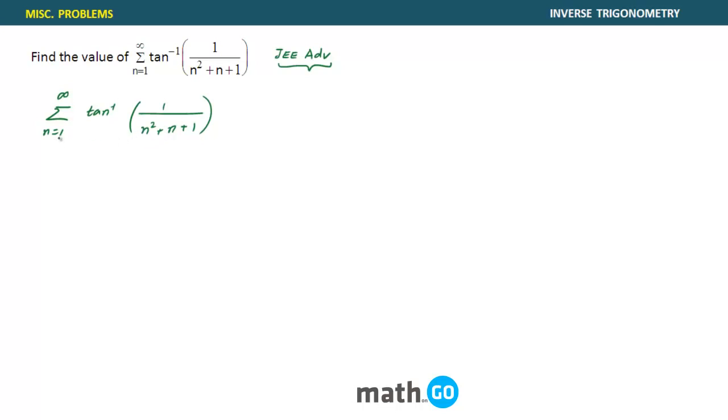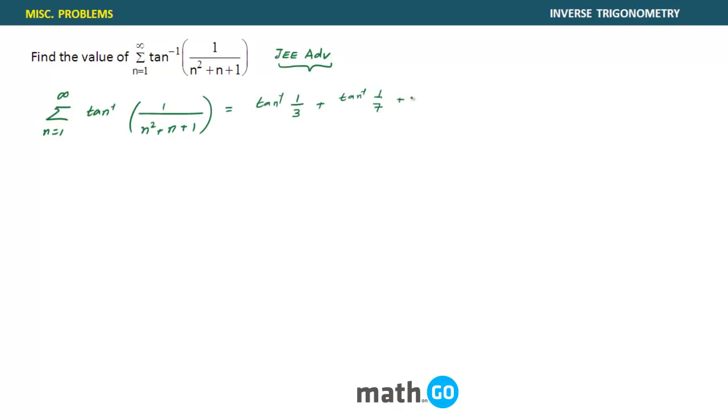If you just start putting the values of n and simplifying, this is going to be a very difficult problem. So for example, I put n equal to 1, and then n equal to 2, so this will be 4 plus 2 plus 1, that is 7, so tan inverse 1 by 7.